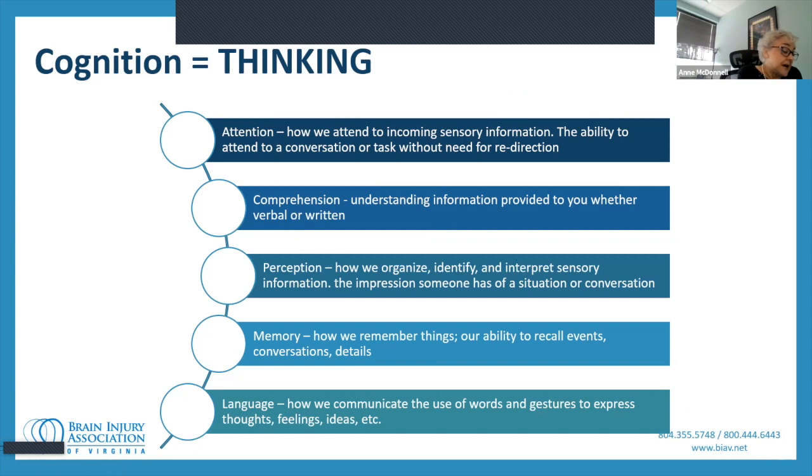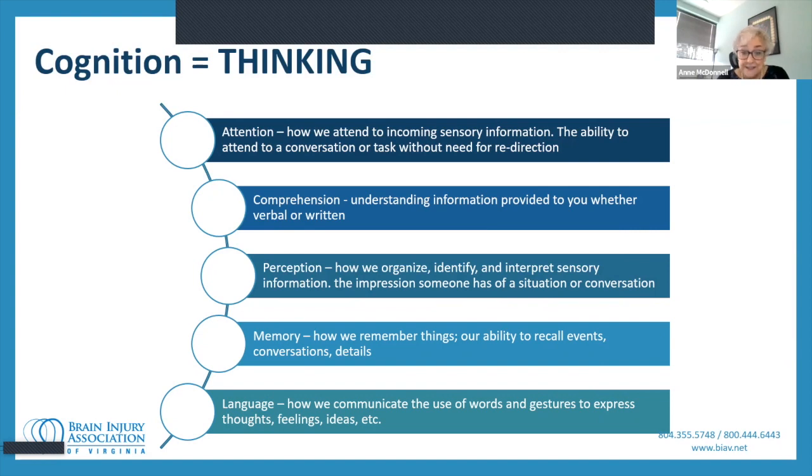I'm going to shift my attention now to talking a little bit about some of the cognitive issues that individuals with brain injuries face. We know that they can have problems with attention, comprehension, perception, memory, and language. Persons with brain injuries may not have the sufficient attention to stick with a task without needing redirection. They may not be able to completely understand the information you're providing to them, whether it's verbal or written, because their ability to process information has been damaged by those potholes on the neural highway.